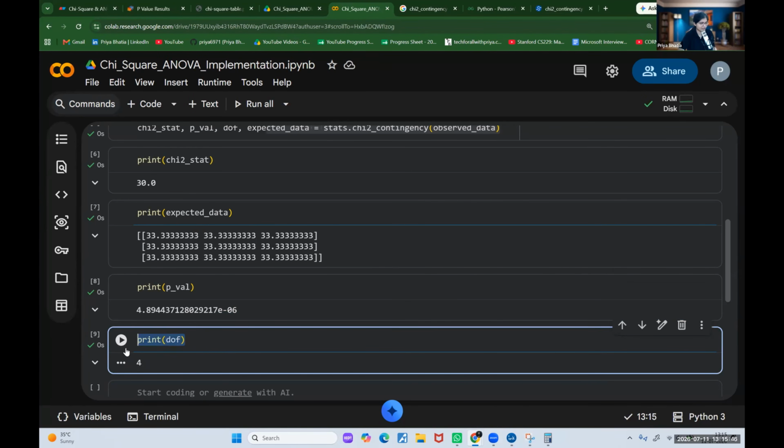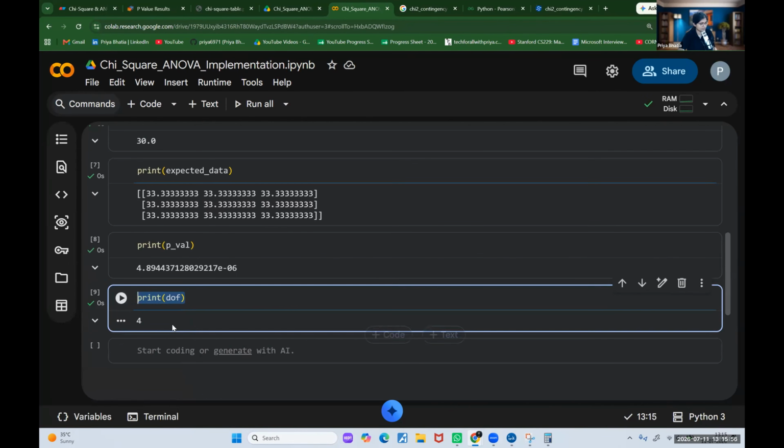The degree of freedom should be 4. Why should it be 4? Because we have 3 products and 3 categories. So 3 minus 1 is 2, 3 minus 1 is 2. When we multiply that, we'll get the answer as 4. And that's the overall point of this discussion.